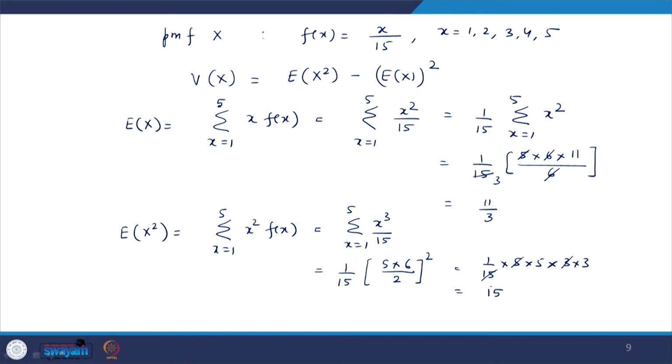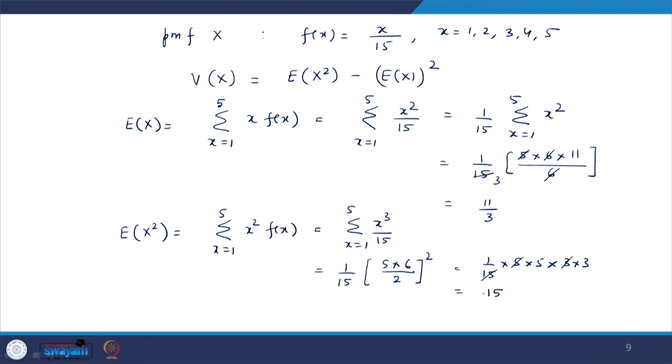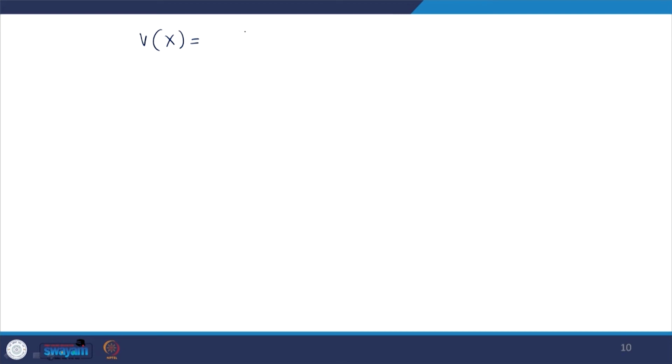Okay. So, what is the final answer now? We want to compute variance of x. So, variance of x is given by first, expectation of x square, which from here is 15. So, it is 15 minus 11 upon 3 whole square. You can simplify this, and that will be the variance of this random variable x.